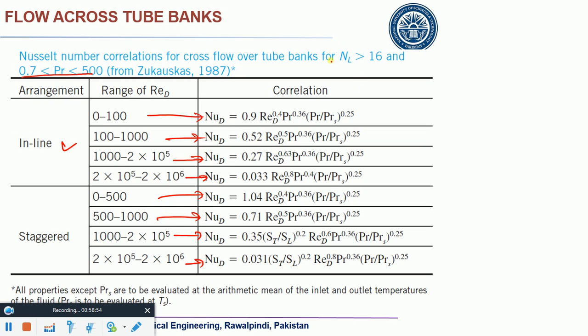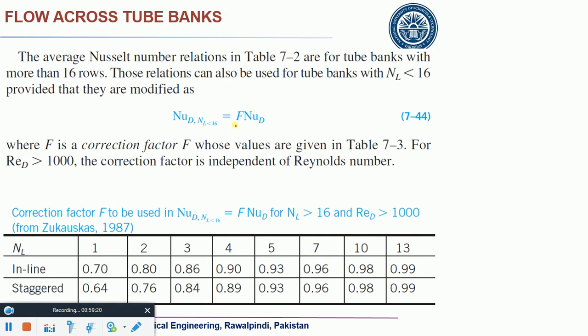These correlations are established for a longitudinal number of tubes greater than 16, right? If you have fewer than 16, then what? Then you need to introduce a correction factor, which is known as F. Okay, which is known as F. So this correction factor can be found through this table.